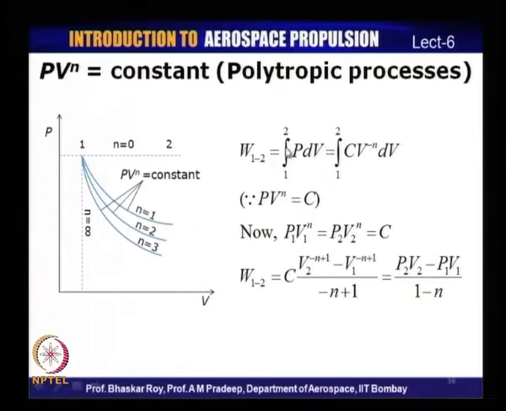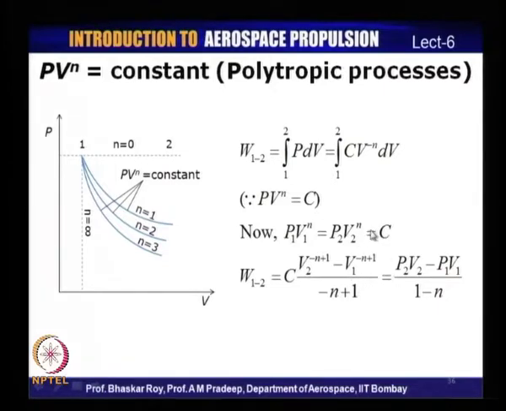Now, for a PV raised to n process, work done is the integral from 1 to 2 of P dV, which is equal to C times V raised to minus n times dV. Because PV raised to n is constant, let us say the constant is C. So, PV raised to n is equal to C, and we can replace P by C times V raised to minus n. We also know that since PV raised to n is constant, P1 V1 raised to n is equal to P2 V2 raised to n is equal to C.